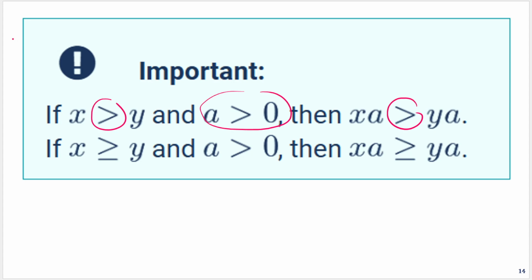And of course, this is also true for the non-strict inequality. If we have x is greater than or equal to y, and a is greater than 0, then we can simply multiply the original inequality using the positive number a, and this does not change the direction of the inequality sign. And this is the third property of inequality we have learned so far, right?